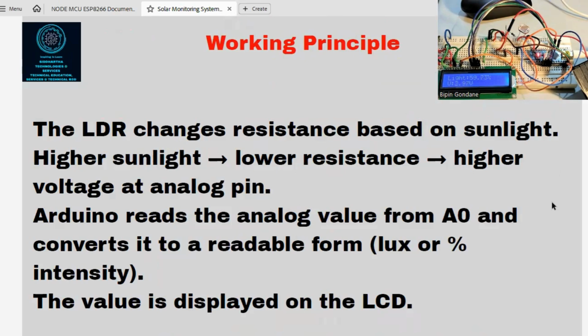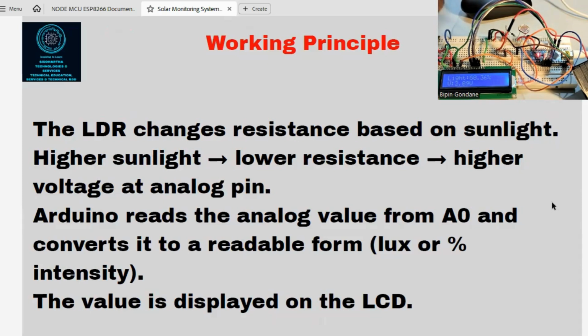Working principle: how does it work? The LDR changes its resistance based on the sunlight intensity. Lower the resistance, higher the voltage at the analog pin, where we have connected it to analog pin A0 of the Arduino. This is the Arduino Nano. I have used A0. It converts the reading to a readable form, lux, the unit of light, but it will be shown in percentage, and the value is displayed on the LCD.